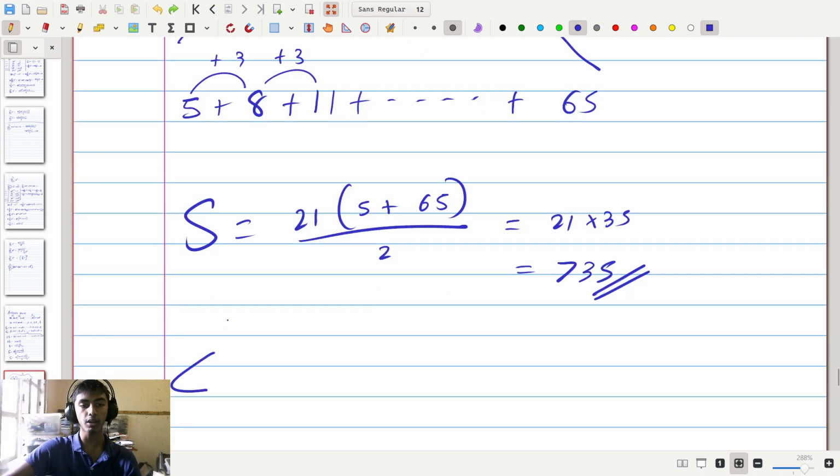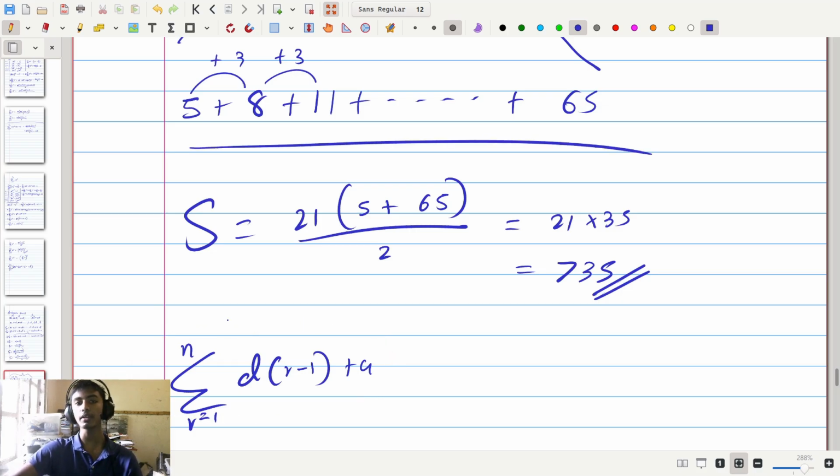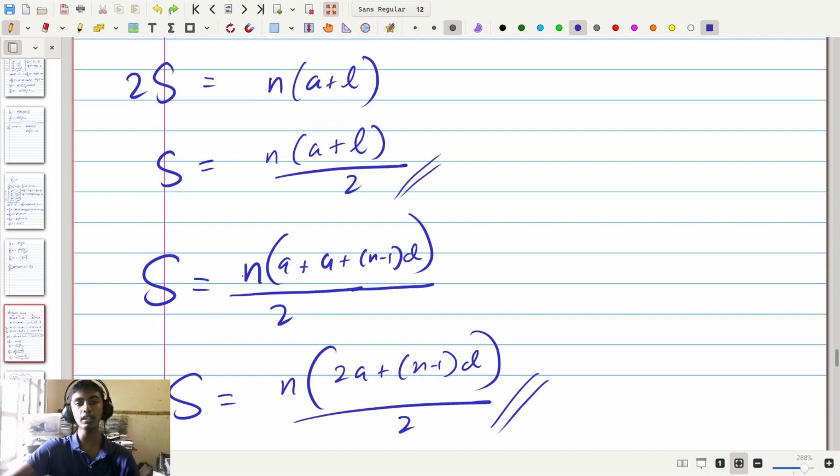If we wanted to write this in terms of sigma notation with r and a constant term, it would be the sum from r equals 1 up to n of dr, since we want to go up by d each time, plus actually r minus 1, since the first term is not going to have any ups and downs from our starting value, and plus a. This would be the sigma notation way to write this arithmetic sum here. We could also, of course, easily use either of these formulae to find the sum.